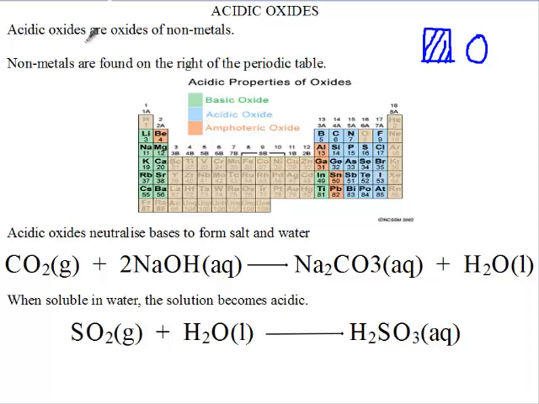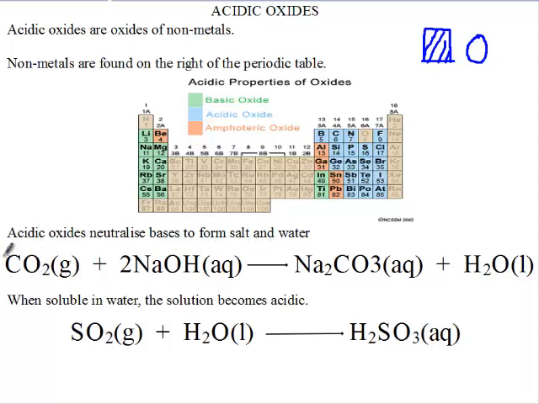Now, why are they called acidic oxides? They are called acidic oxides because they neutralize bases to form salt and water.